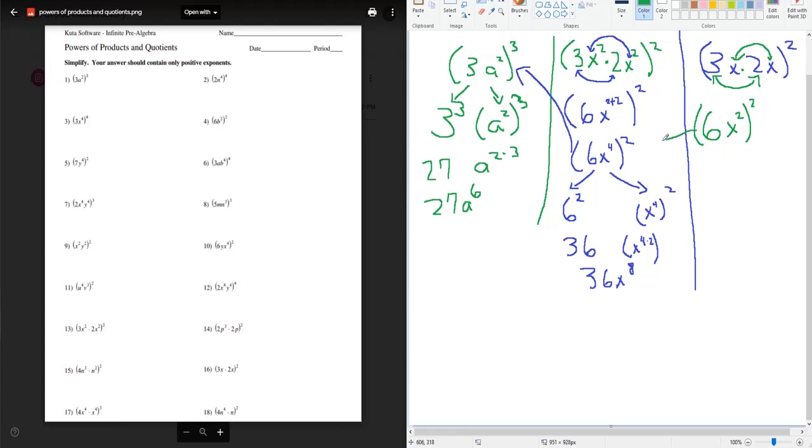Again, looks a lot like the other things we've been doing. I'm going to split them up. So I have 6 squared, and then I have x squared squared. So 6 to the 2 is 36. x to the 2 to the 2 is x to the 2 times 2. So my final answer is going to be 36x to the 4th. All right.